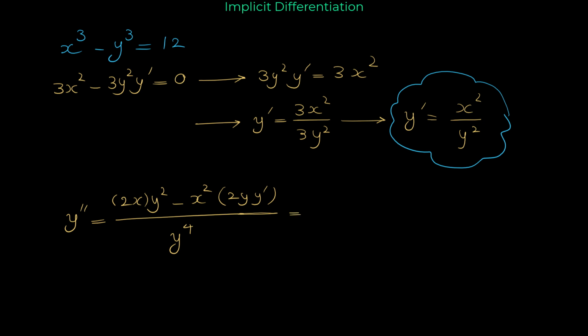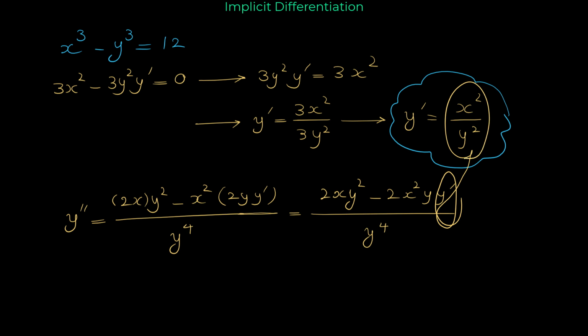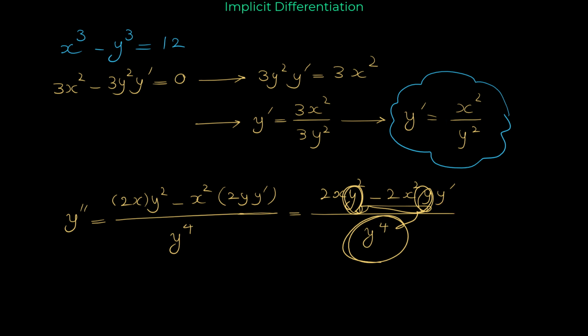So finally we have 2xy to the 2 minus 2x to the 2 y y prime over y to the 4. First of all, don't forget to replace this y prime with this expression. But also note that you can factor a y from the numerator and cancel that factor with the denominator. These are the two important things that definitely we have to do.